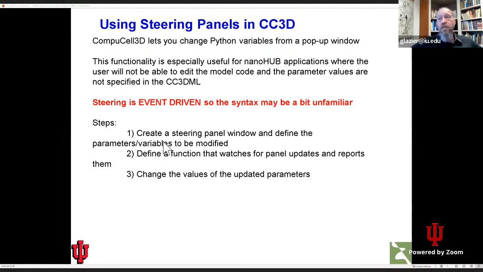To use the steering panel, the first thing we have to do is create a steering panel window and define the parameters that are going to be modified. We have to define a function that watches for panel updates and reports them. And then after they're reported, we have to change the value of the updated parameters. Because the steering panel may never be touched, in which case it never comes into action. It only is touched when somebody actually goes in and manipulates it while Player is executed.